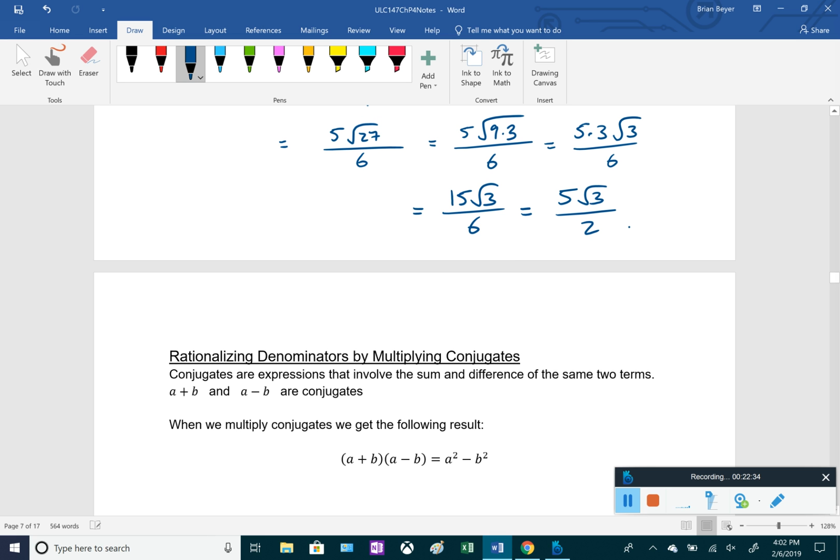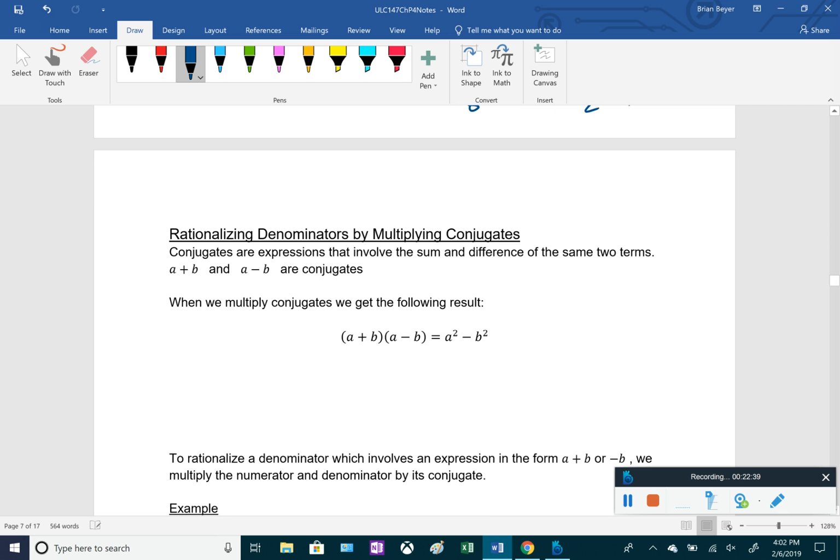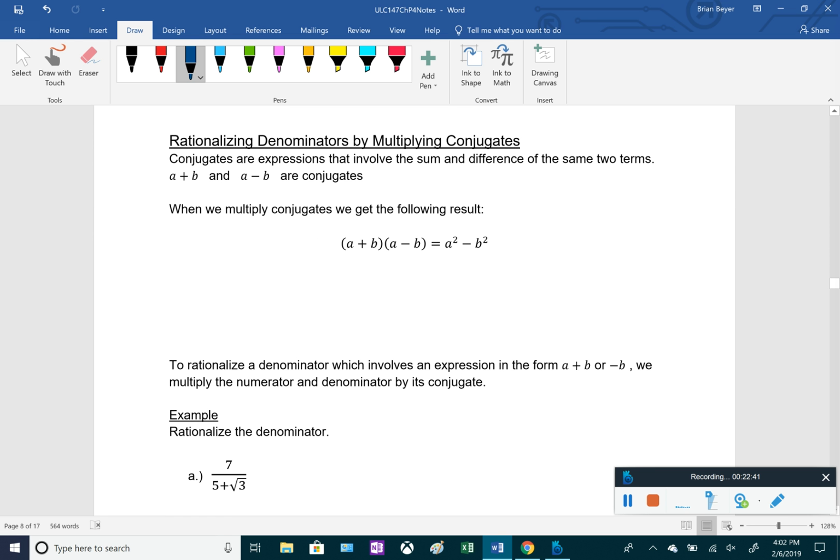Okay, so that's how we rationalize denominators when there's just a square root in there. There's also going to be another method to do this, and it's going to be using conjugates. So conjugates, before we get into rationalizing it, if you don't remember, are expressions that involve the sum and difference of the same two terms. So a plus b and a minus b are considered conjugates. So a really simple concept and really, really important.